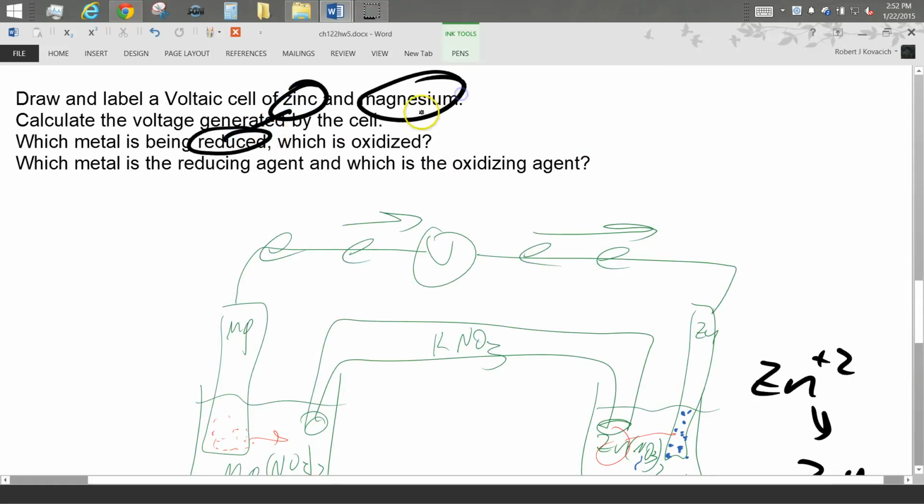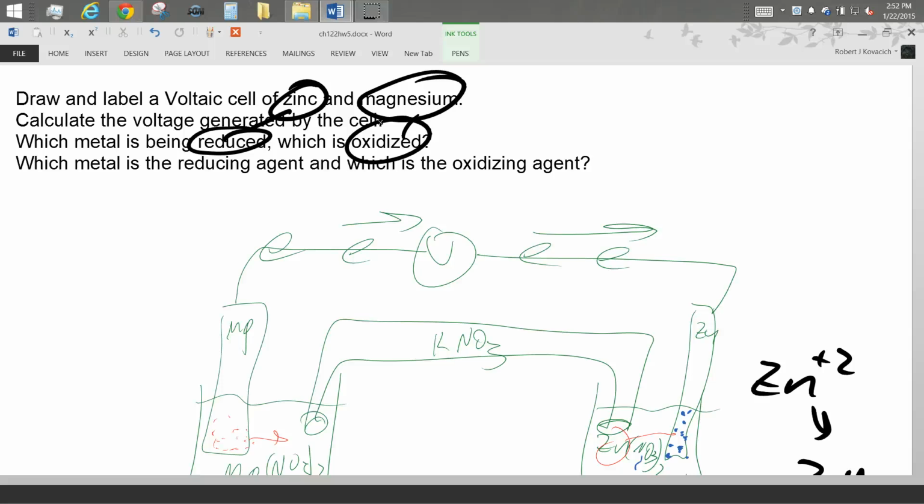Which means by default the magnesium was oxidized, but tell me why you know the magnesium was oxidized? Its charge went up, giving electrons away. Okay, so then we look at it from this other perspective.